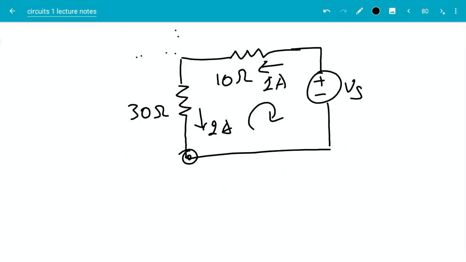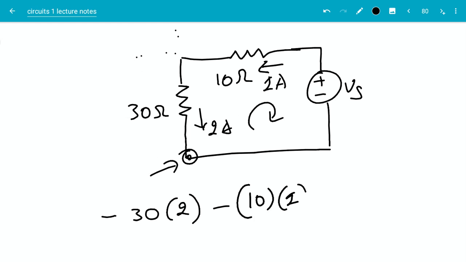So the KVL equation, starting at this point here and going clockwise direction. First, we have a voltage increase that would be minus 30 times 2. So that's how much you have a voltage increase going up. On the 10 ohm, we have another voltage increase of 10 times 1. And then there is a voltage drop of Vs, and that will be equal to 0.